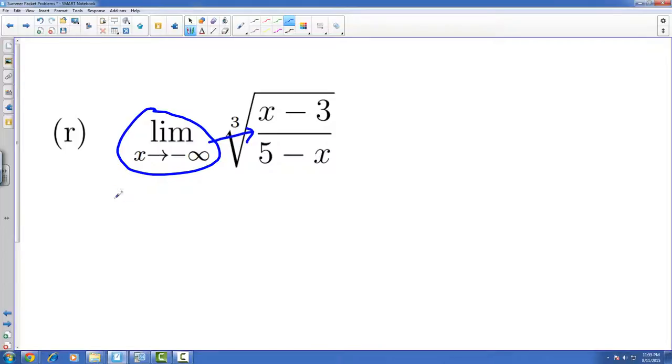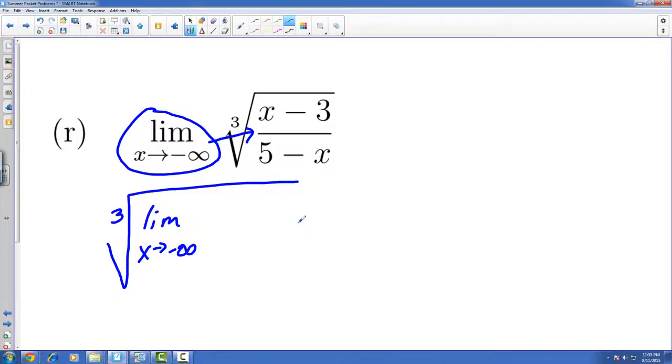Now, that being said, then we have the third root of this limit as x approaches negative infinity of (x minus 3) all over (5 minus x). Now, when we're looking at limits, especially as they approach infinity or negative infinity, a lot of these other numbers like this minus 3 and this 5 really don't play a role when you start comparing things at that level of infinity. So we can kind of ignore them for right now.